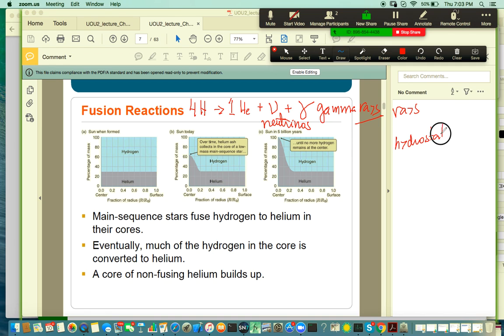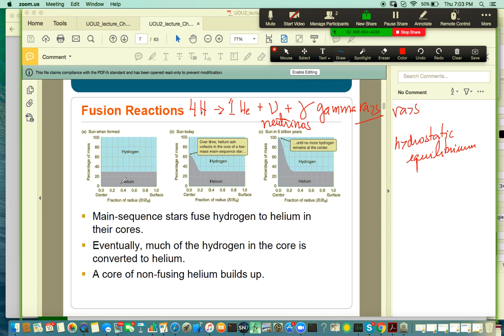Hydrostatic equilibrium, indicating the stars are not expanding, the stars are not contracting, because there is a perfect balance between the weight of the star and the force that arises when the gas pressure, produced by energy produced in the core, attempts to expand the star.